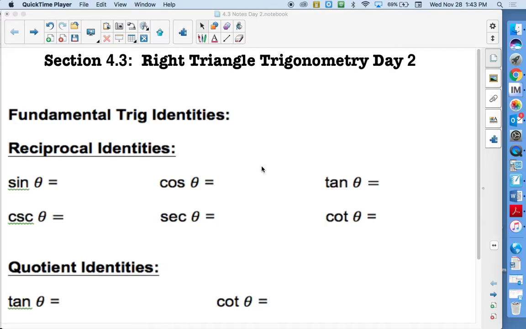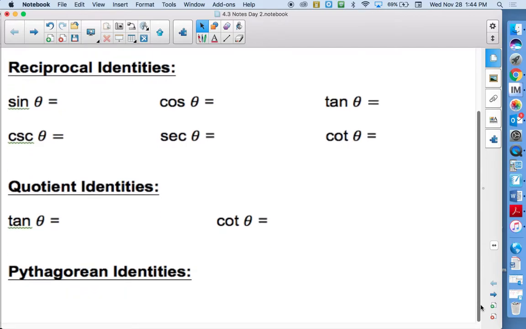And then the cotangent we can find by taking 1 over the tangent, or the tangent we can find by taking 1 over the cotangent. So those are all reciprocals. A reciprocal is when you have 1 over something or you flip something. So each one of them has a reciprocal identity. And the next two are the quotient identities.